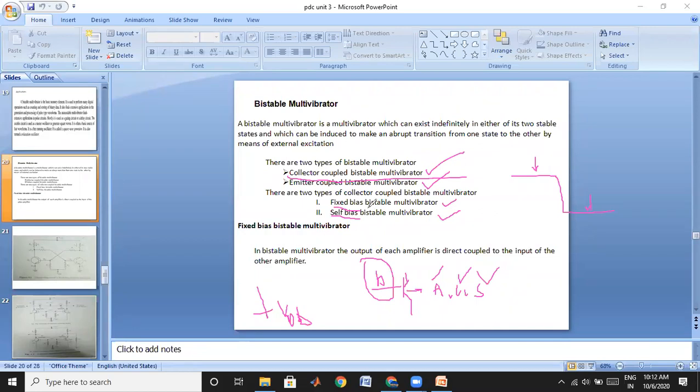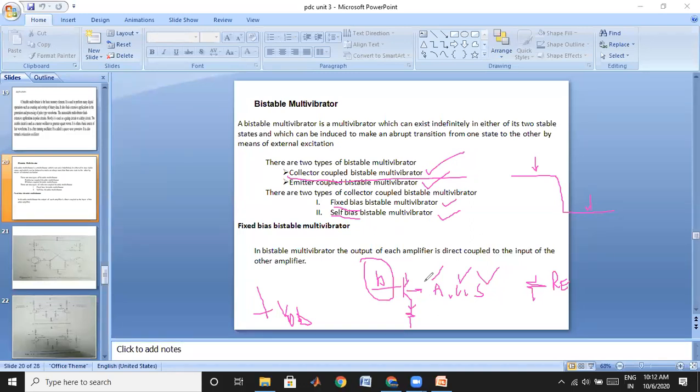A self bias, as the title itself says, means the required biasing voltage is developed by the circuit itself. We place the RE resistance. If you recall the biasing concept, there you have the RE resistance for the emitter. The current flowing through this resistance creates a drop, that is IE into RE. This voltage is used for biasing the transistor. Therefore the biasing voltage is developed by the circuit itself.